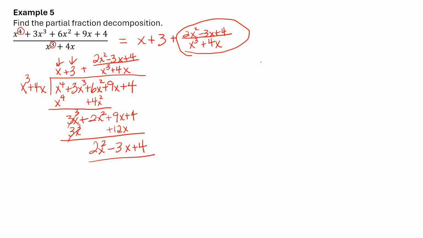So now that the degree of the denominator is greater than the degree of the numerator, I will go ahead and factor the denominator. So I will have 2x squared minus 3x plus 4 in the numerator, and the denominator will be x times x squared plus 4. x squared plus 4 cannot be factored any further, so we are done factoring, and we just want to write our two fractions because we only have two factors here, x and x squared plus 4.